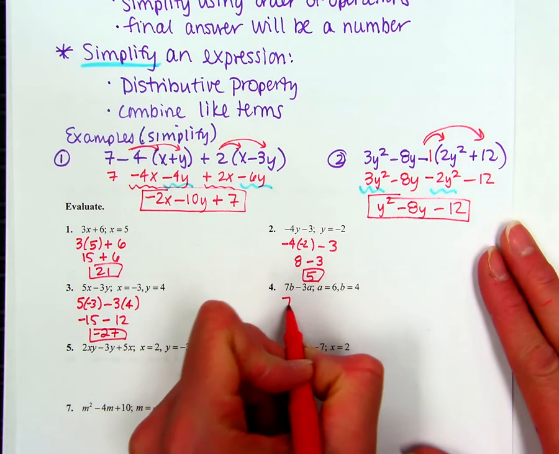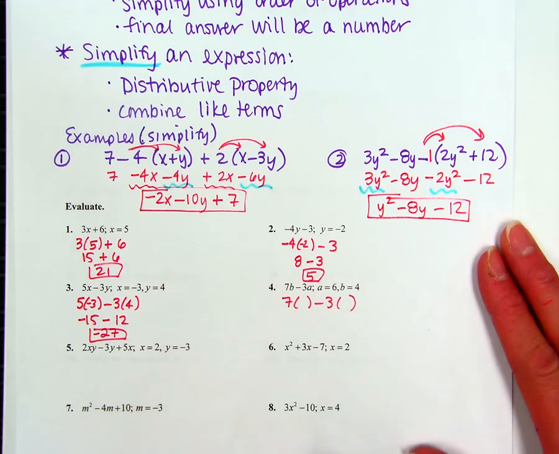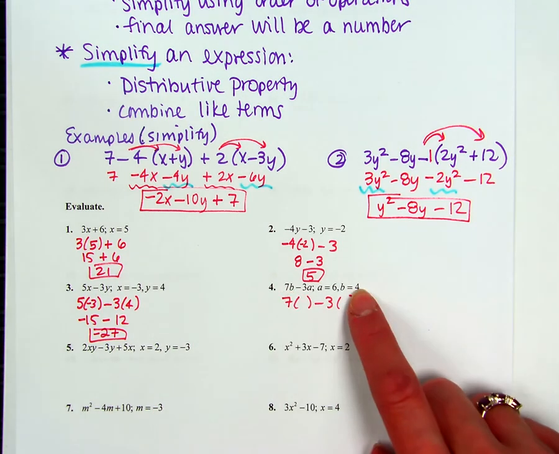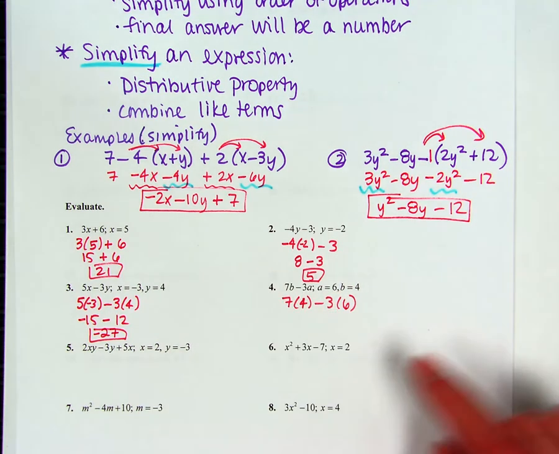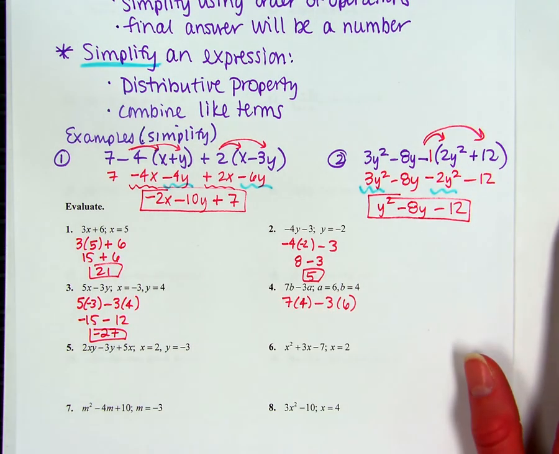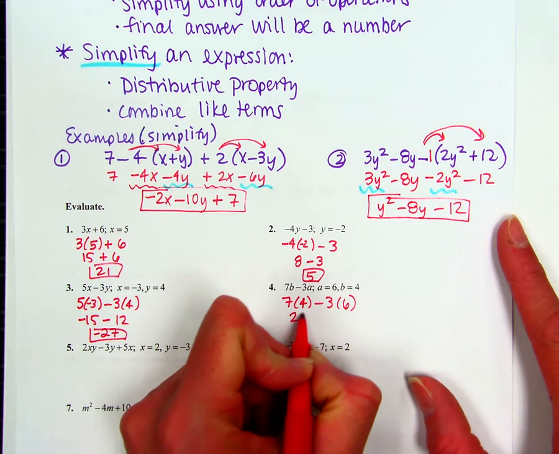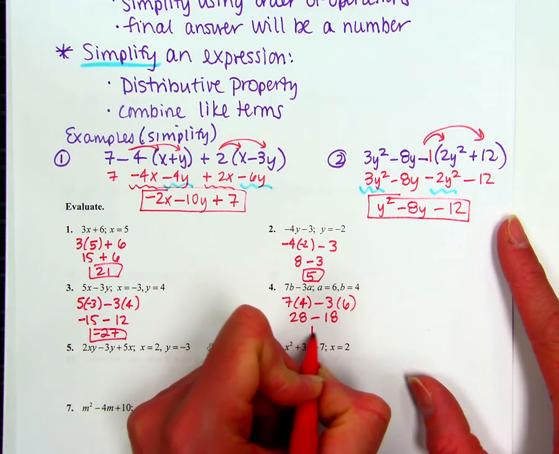Number 4, you have 7 times something minus 3 times something. Now be careful because these are in different order. So B is 4, A is 6. All right, then you're going to simplify using your order of operations. So we've got 28 minus 18, and that gives us 10.